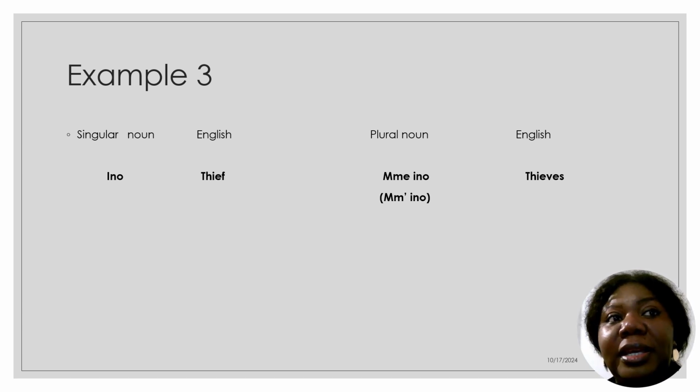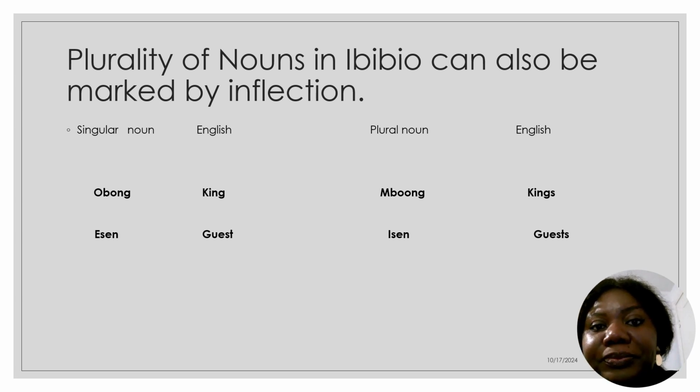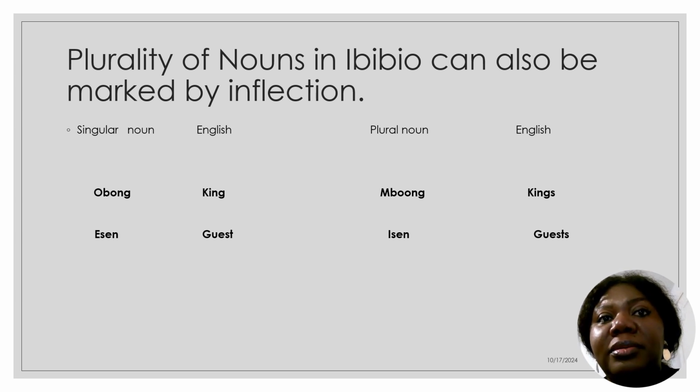Another example is ino, thief. When there's more than one, they say mino, meaning thieves. Plurality of nouns in Ibibio can also be marked by inflection. Now, let's look at the example obong, meaning king, will become mbong, meaning kings. We also have esen, meaning guest, becoming isen, meaning guests.